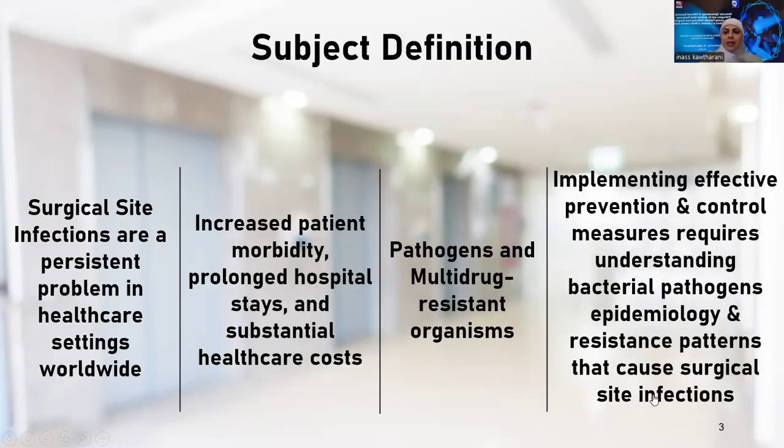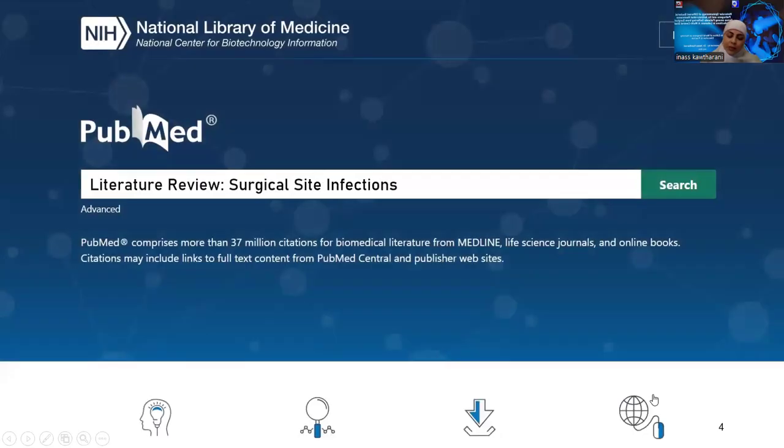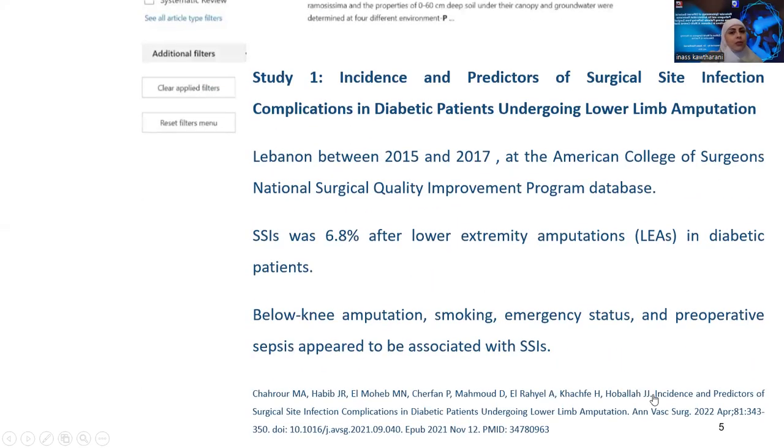So, understanding bacterial pathogens epidemiology and resistance patterns that cause surgical site infection is crucial for implementing effective prevention and control measures. To build on this idea, let's look at what previous studies have reported about surgical site infection. Several studies have investigated surgical site infection globally, but today I wanted to list only two studies.